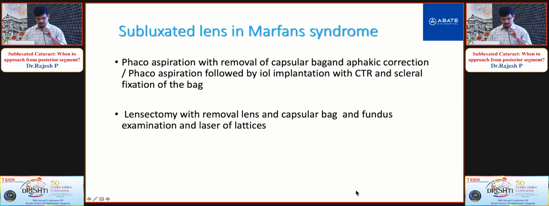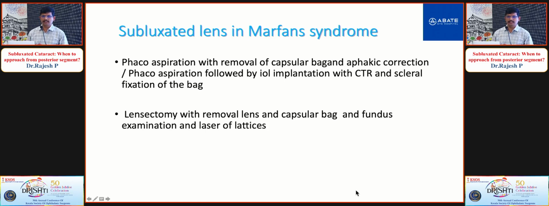Then Marfan syndrome and homocystinuria, these are conditions where you see subluxated lens, and they can be managed by an anterior segment surgeon. Sometimes they even put a capsular tension ring. After removal of the cataract, they put the IOL also. There are surgeons who do not do that. They just leave the patient aphakic.